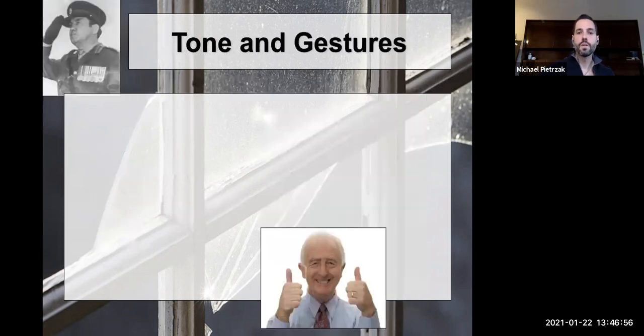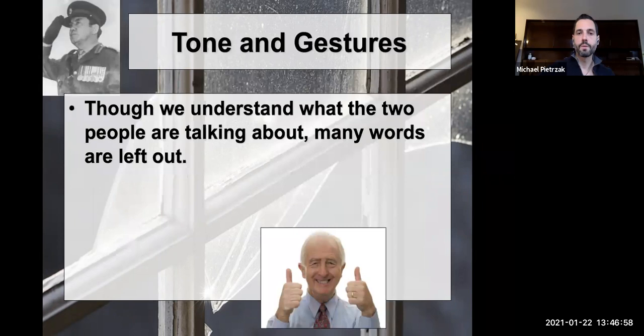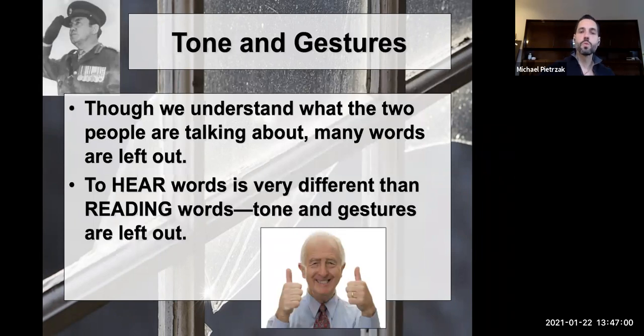So we don't want to write the way we speak. Remember about tones and gestures from another lecture. We understand what the two people in that interaction were talking about, right? But someone from another country might not. Someone that's not as old as you might not, a younger person. So you've left out many words here which actually hurt comprehension.